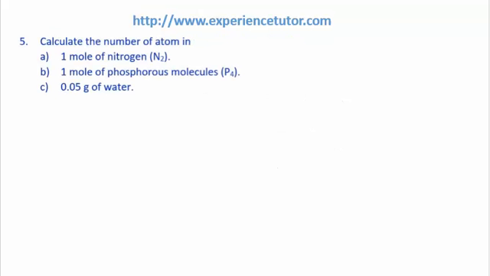Our next question is calculate the number of atoms in A, 1 mole of nitrogen, B, 1 mole of phosphorus molecule, C, 0.05 gram of water.